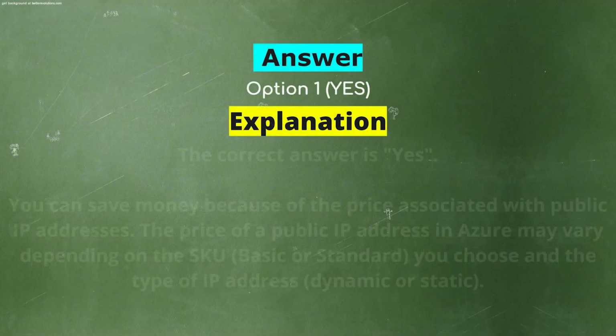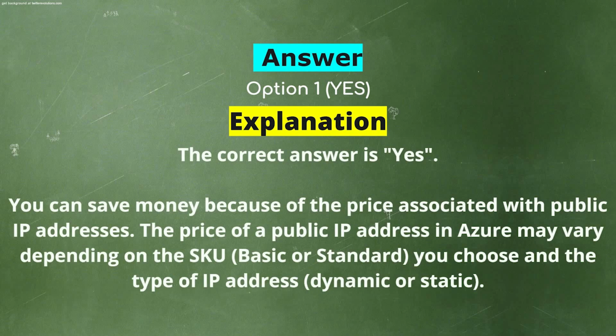Explanation. The correct answer is yes. You can save money because of the price associated with public IP addresses. The price of a public IP address in Azure may vary depending on the SKU you choose and the type of IP address, dynamic or static.